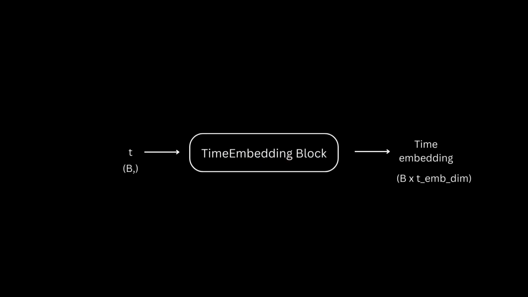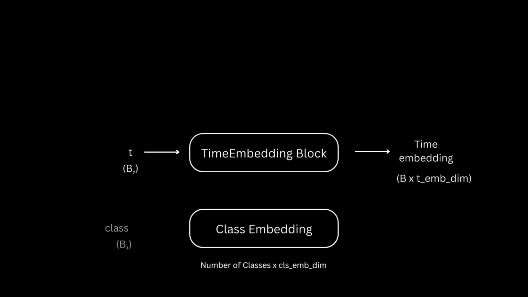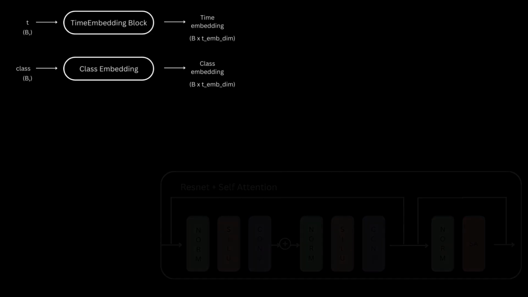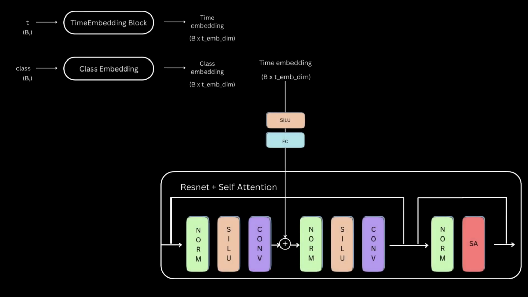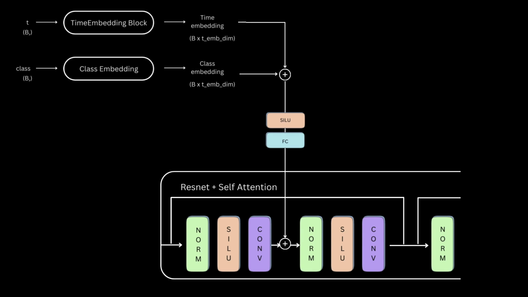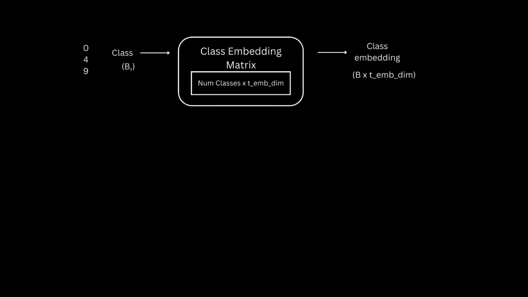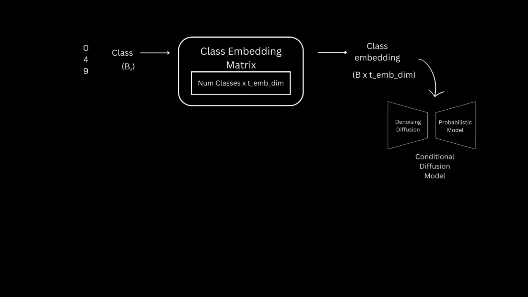We first ensure that our class embedding has the same dimension as the time step embedding dimension. Then rather than passing the time embedding through FC layers and adding to each ResNet block, we first add the class embedding to the time embedding, and then pass this representation to the ResNet blocks. And the diffusion model, through the training process, will learn to use this class information to conditionally generate data.